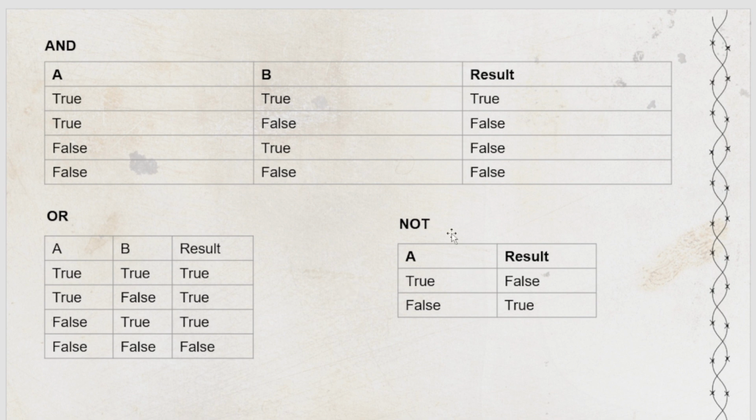Now let's discuss NOT. NOT just reverses the boolean result. If you get true, that means it returns false. If you get false, then it returns true. Let's do some programs on logical operators.